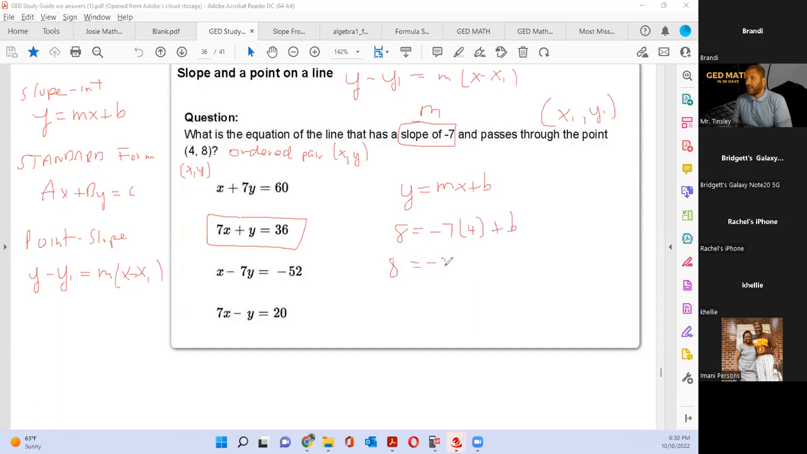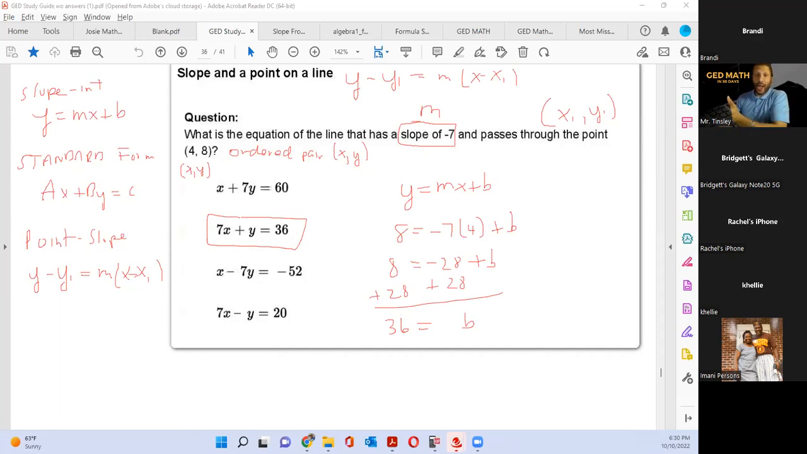8 equals -28 plus b. Add 28 to both sides. What does b stand for? The slope? Nope, I mean the intercept. The what intercept? The y-intercept. So what you should have ingrained in your brain, if you ever sat in on a session with me, you should be thinking y equals mx plus b. M is my slope, b is my y-intercept. You should be dreaming about it.